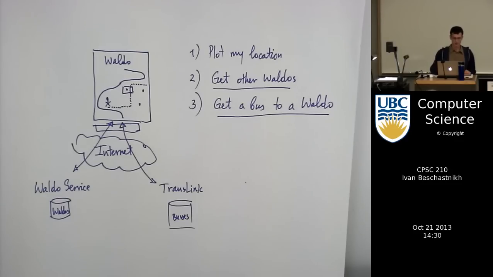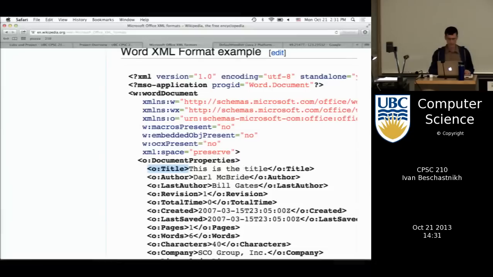So this is a tag. The reason I know it's a tag is because it's within these brackets. So O-title is a tag. It's an opening tag, and then the closing tag is O-title with a little slash at the front of it. So these are two tags. And the stuff in between the tags, this is the actual data.